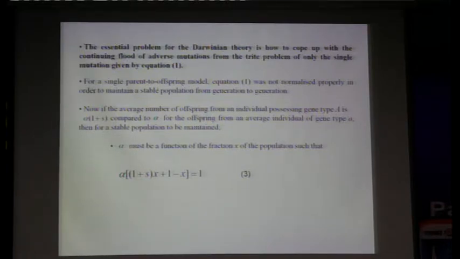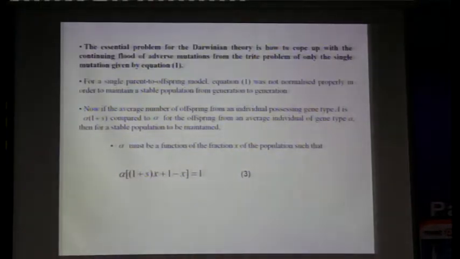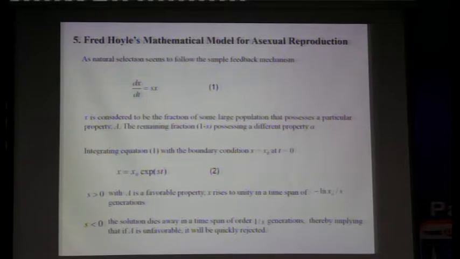So the essential problem for the Darwinian theory is how to cope with the continuing flood of adverse mutations, from the triad problem of only the single mutation given by equation 1. Okay, so at this stage this random mutation is not there. So simply up to equation 2 we can easily understand natural selection, and that's why it has very deeply penetrated into the minds of people in general.